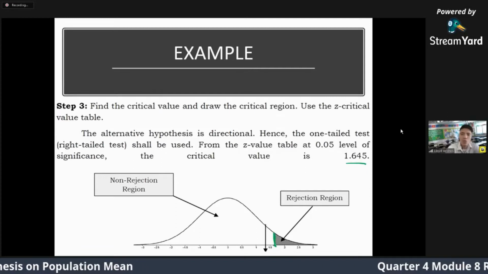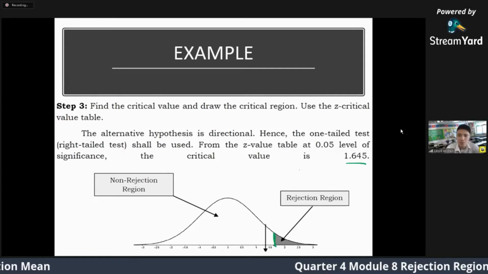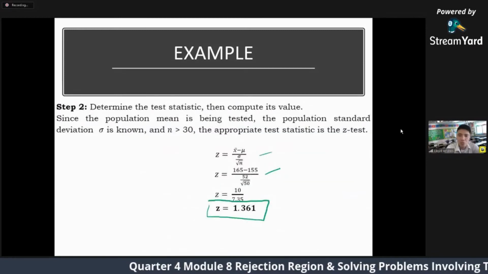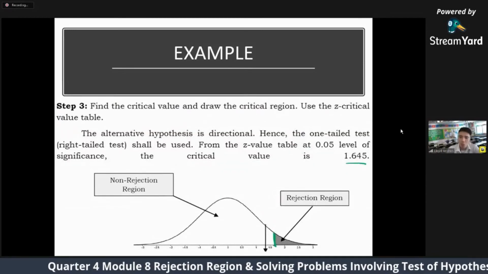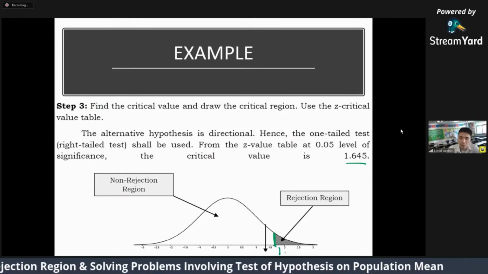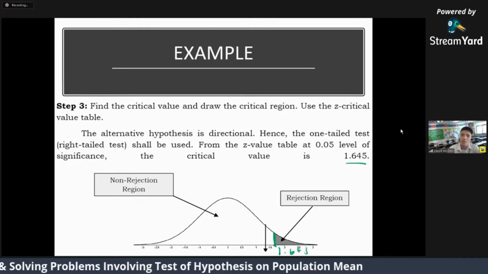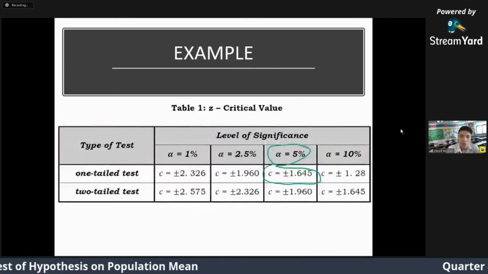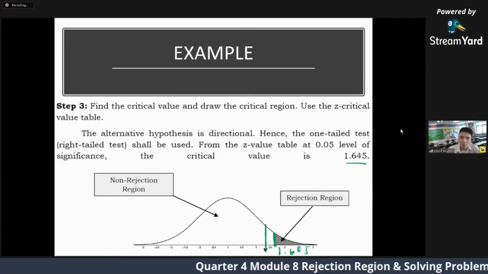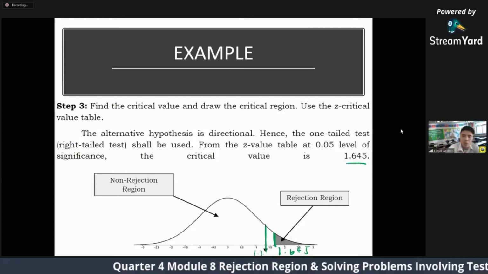While ang ato ang dissolve is 1.361. 1.645, unahan sa 1.5. While ang ato ang na-solve nga value is 1.3. So before siya sa 1.3 na rin. 1.3. 1.361.